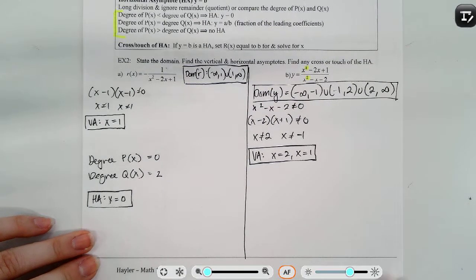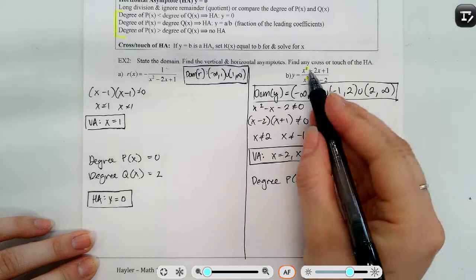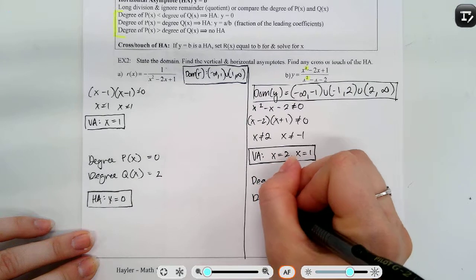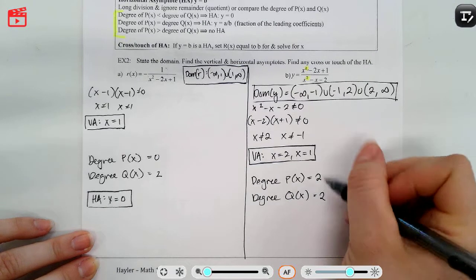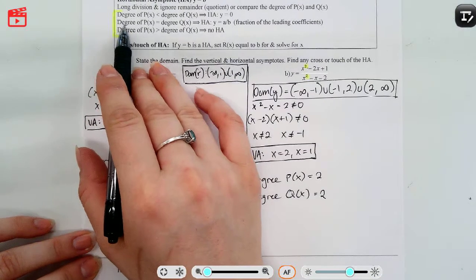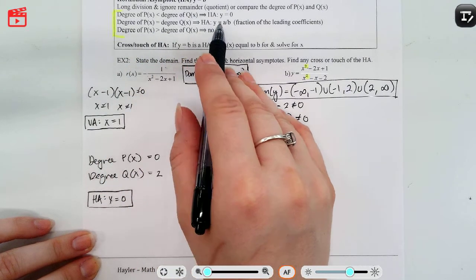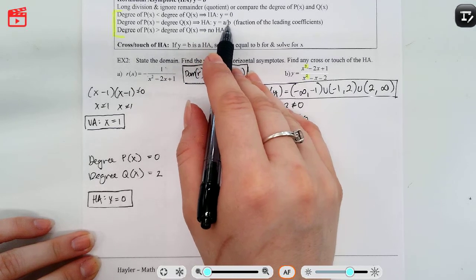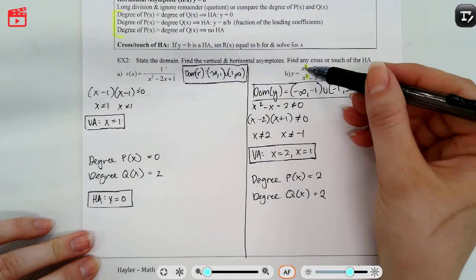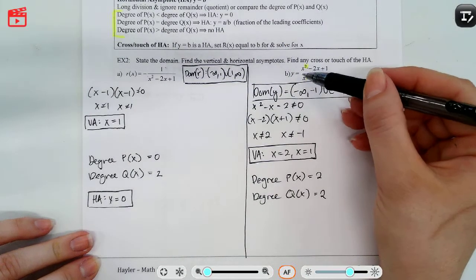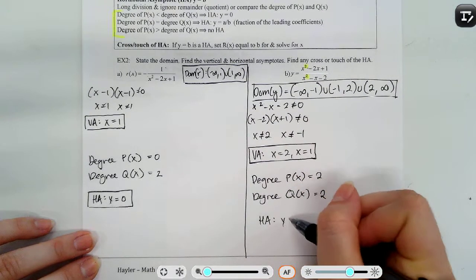All right, so for horizontal asymptotes, once again, we're going to compare the degrees. So the degree of the top one, p of x, is going to be 2. And the degree of the bottom one, q of x, is going to be 2 as well. Well, they're the same, so when does that happen? So the degree of p of x, if it's equal to the degree of q of x, then our horizontal asymptote is y equals a over b, the fraction of the leading coefficients. So what are the leading coefficients? 1 and 1. So 1 divided by 1 is going to be 1. So horizontal asymptote is going to be y equals 1.